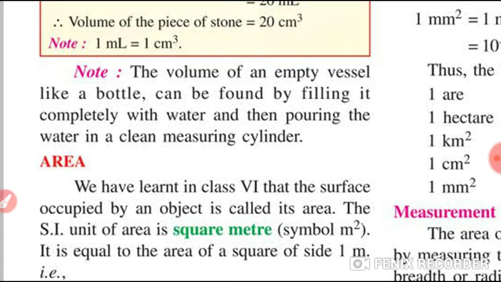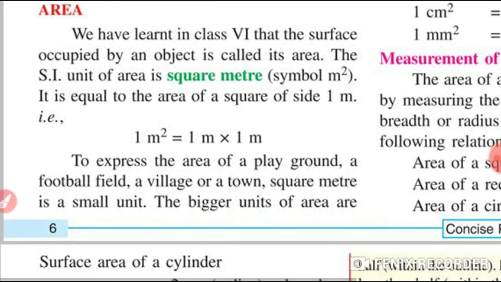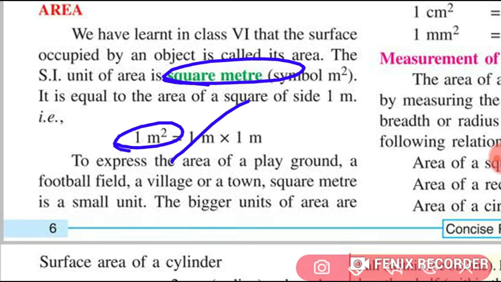Okay. Now we will learn about the area. In 6th class also, we have learned that the surface occupied by an object is called area, and we have read the SI unit also, that is square meter. It is equal to the area of a square of side 1 meter. That means 1 meter square is equal to 1 meter multiplied by 1 meter.